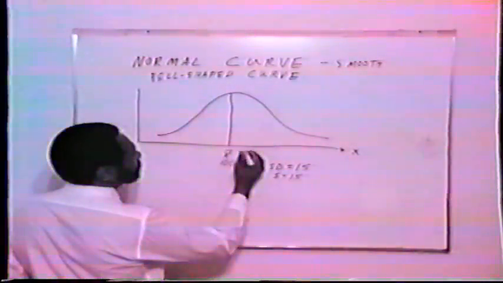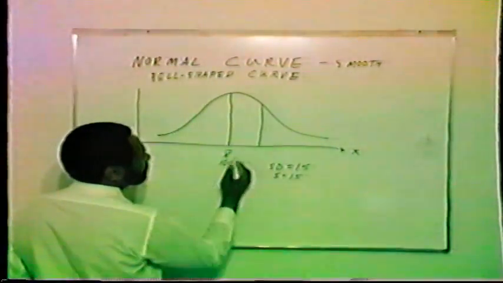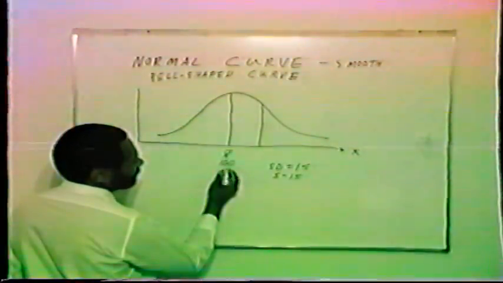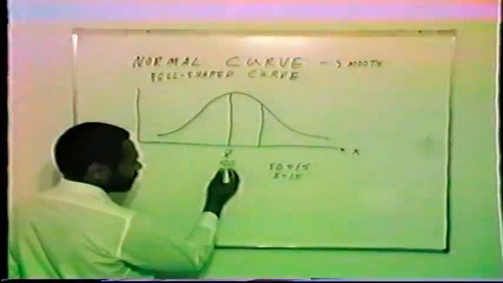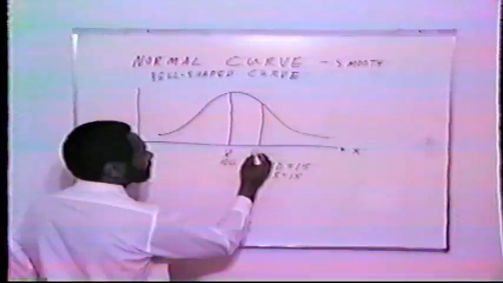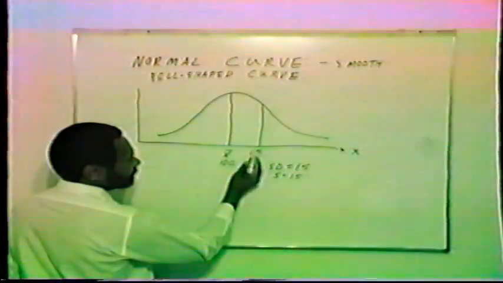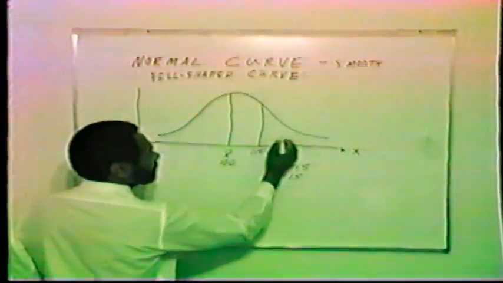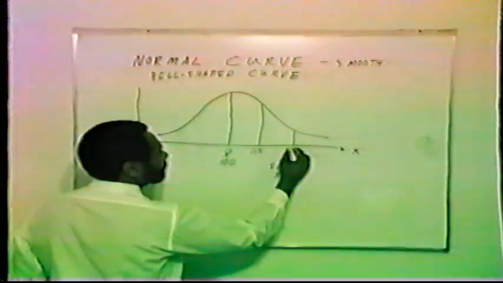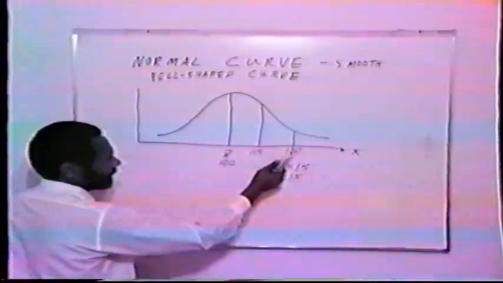Usually we locate one standard deviation above the mean, and we get that simply by adding a standard deviation to the mean. The mean is 100. If we add one standard deviation to 100, that'll be 115. So this score here would be one standard deviation above the mean. If we add 15 again, then that will give us two standard deviations above the mean on the right side of the mean.